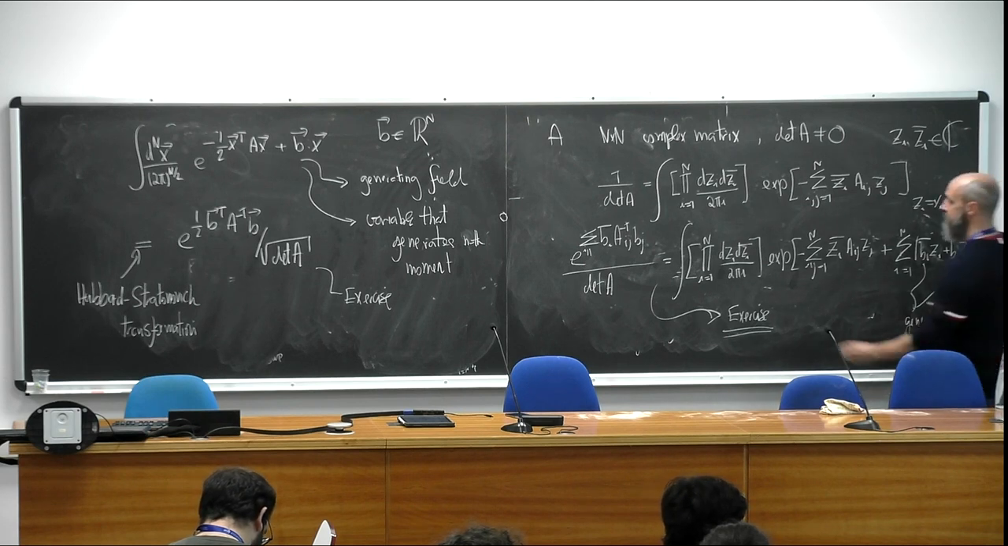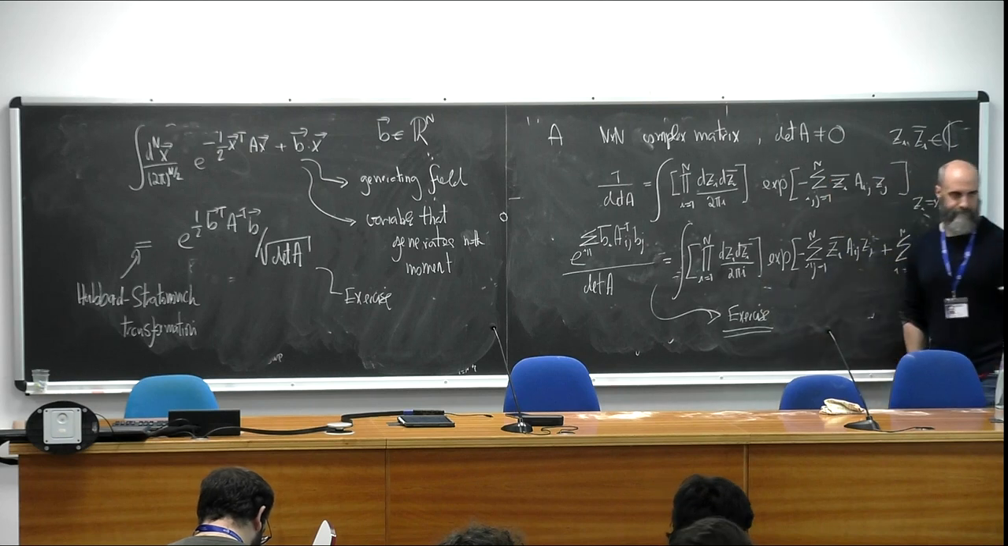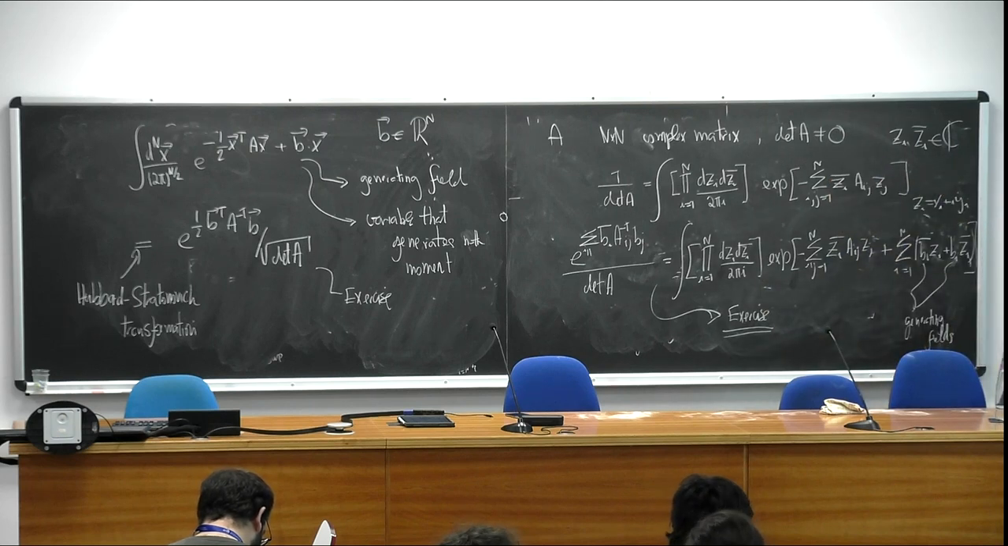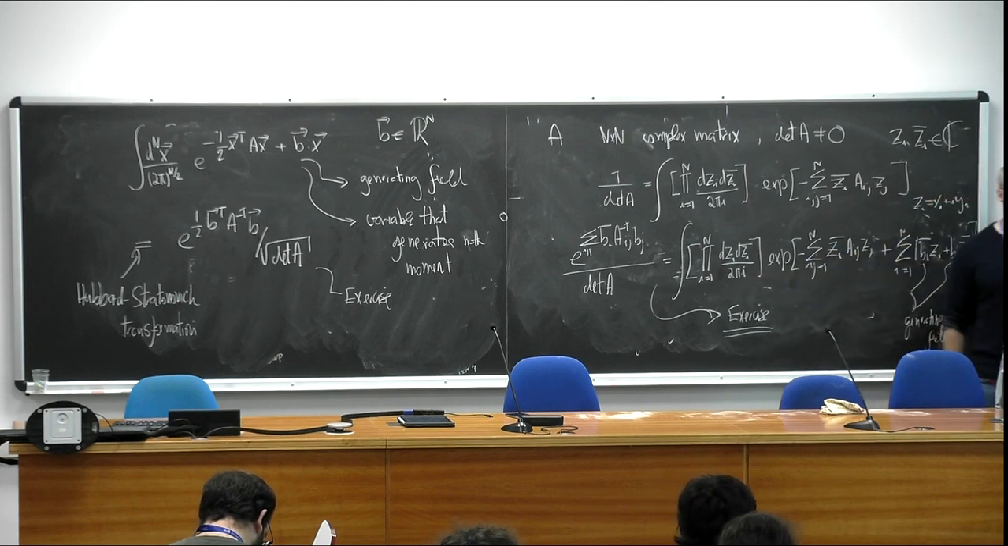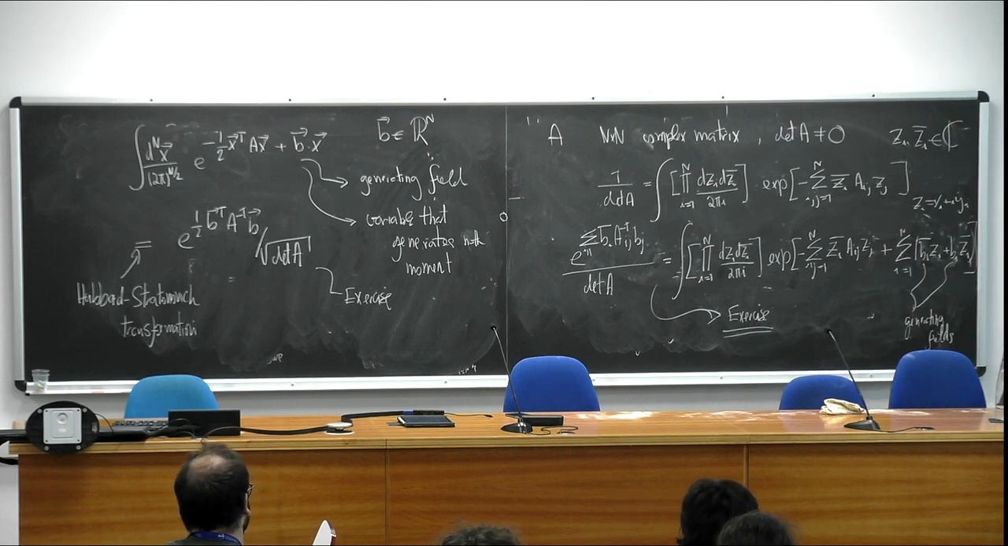It's 2 pi i. Yes, you put it in such a way that when you go to the real and the imaginary part, the i disappears, and the square root of 2 pi i goes to the real part, and the other one goes to the imaginary part, so you have the factors of the corresponding complex Gaussian integrals. Good, questions?